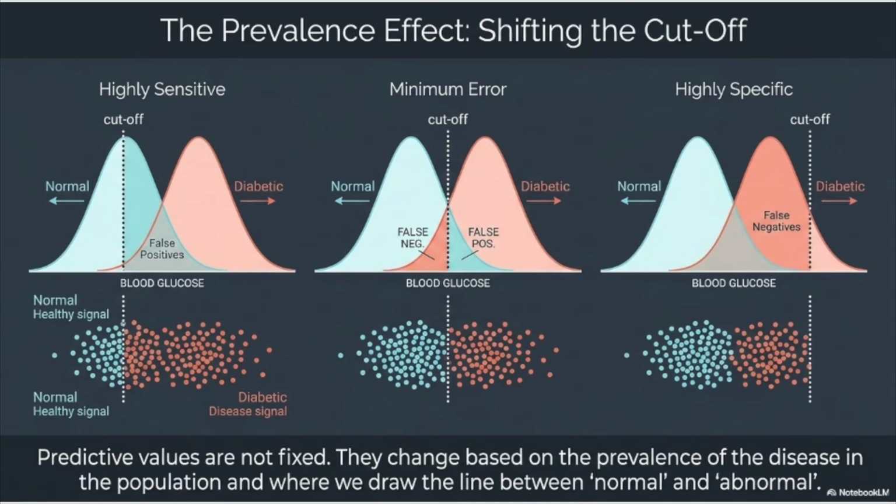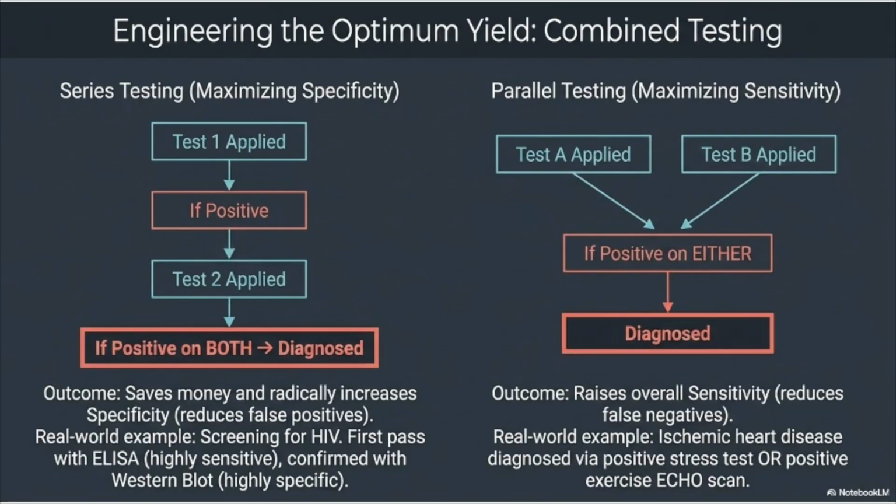On the other hand, negative predictive value behaves in the opposite direction. It is highest when disease prevalence is low because most people tested are actually disease free. This relationship between prevalence and predictive values is an extremely popular examination question, so make sure you remember it clearly.